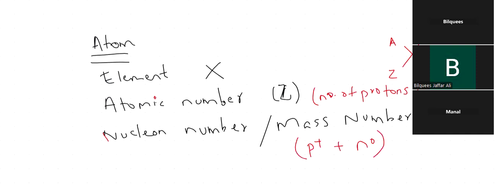Ionized means the equality of protons and electrons might get disturbed, and they become unequal. But usually the number of protons and electrons are always equal.